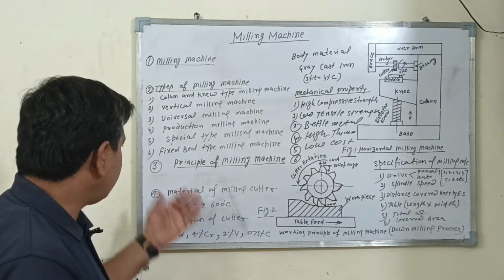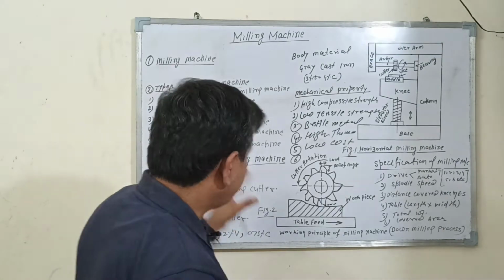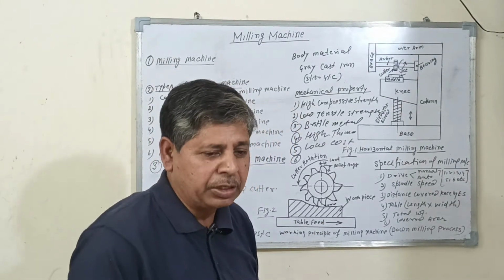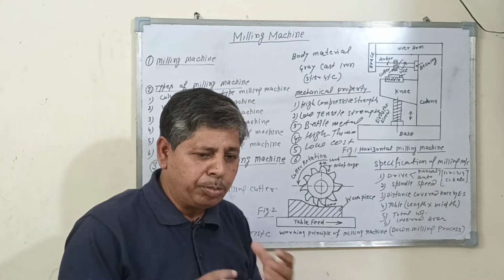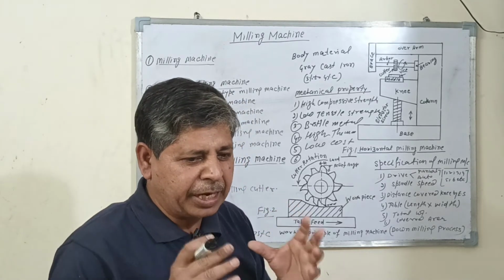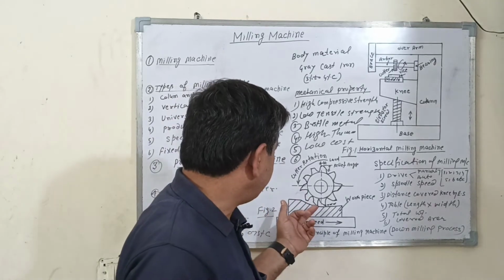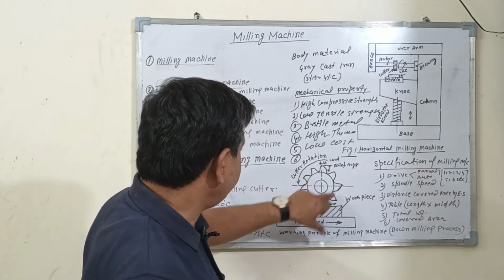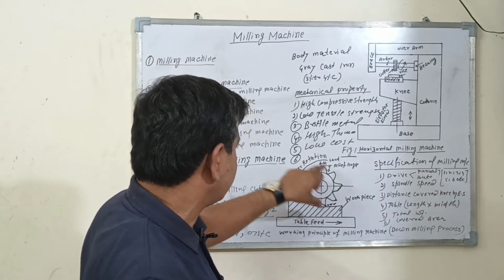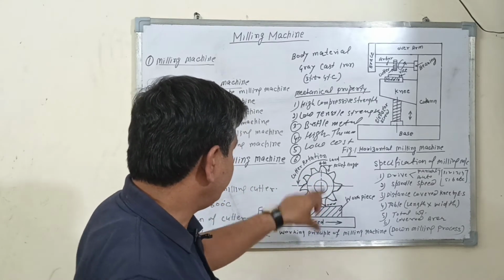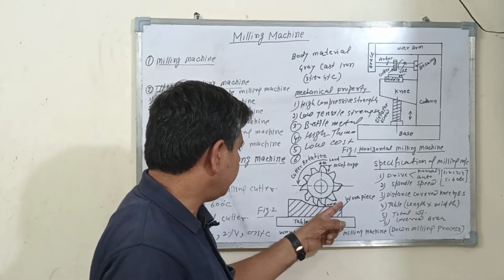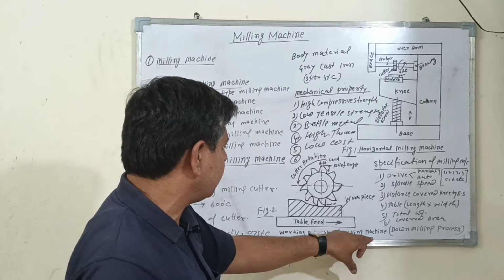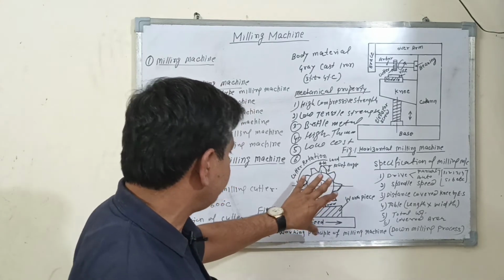So what is the principle of this machine? In the milling machine process, the metal is removed from the workpiece when the workpiece is firmly held in a machine vise and the cutter is rotated at different speeds to remove the metal in the form of chips. You can see this figure, which shows the working principle of the milling machine. The milling machine is used for mass production.